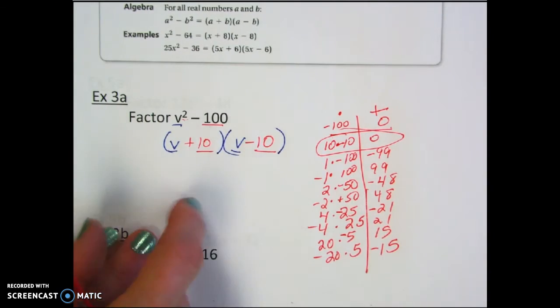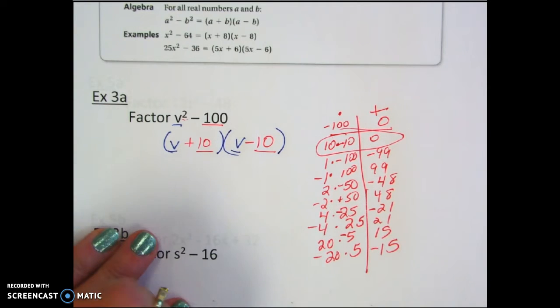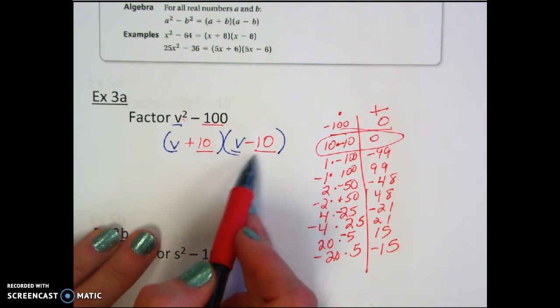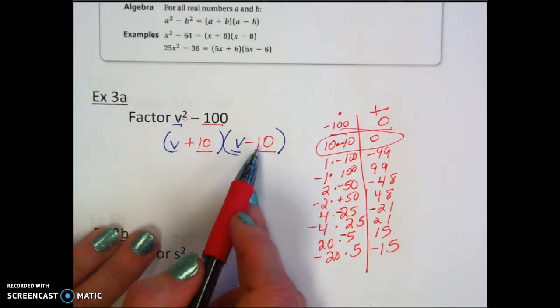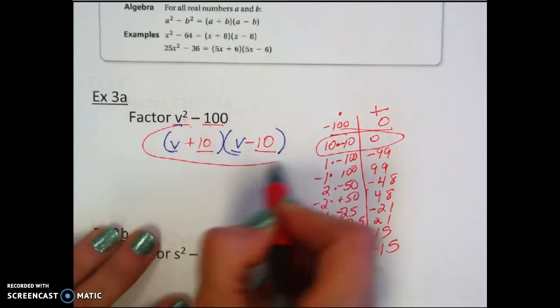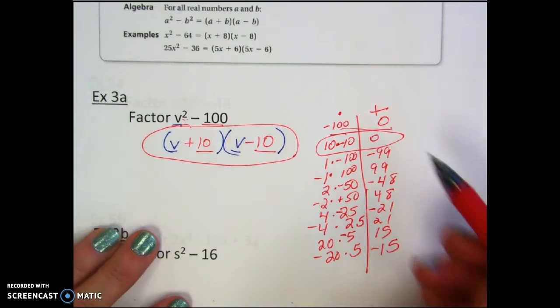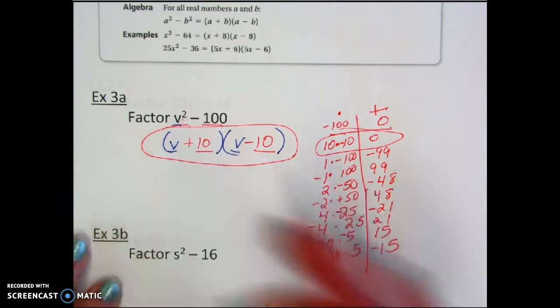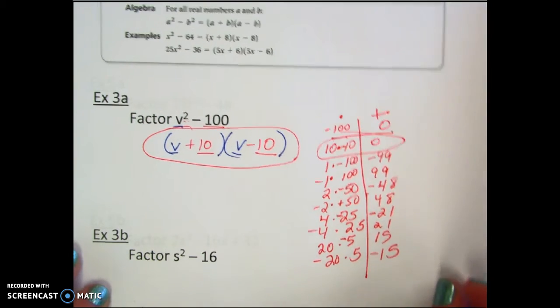Can you write this together with one power like we did on the last problem? No, these aren't the same thing. This is plus, this is minus. So this would be how you would have to write your answer. But we're looking for that combination because there is no middle term. We're looking for that combination that adds up to 0.